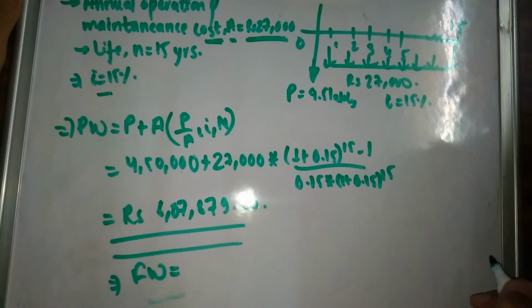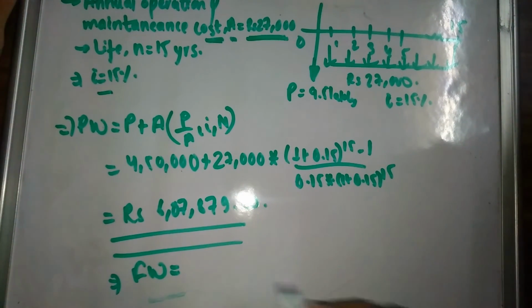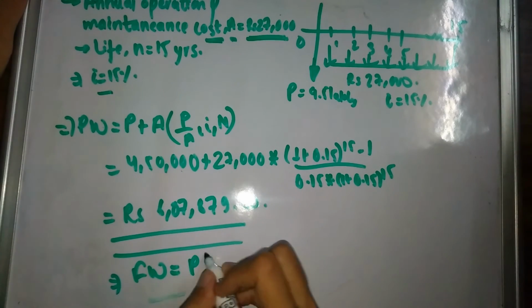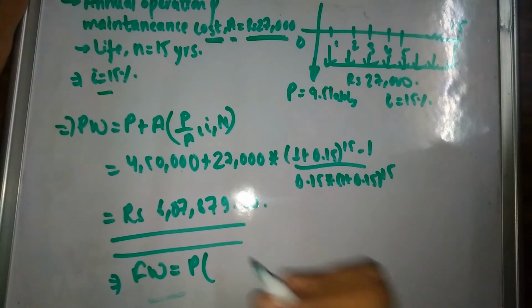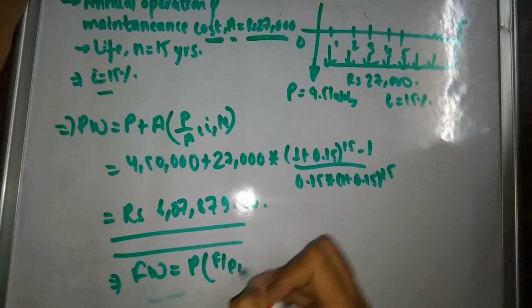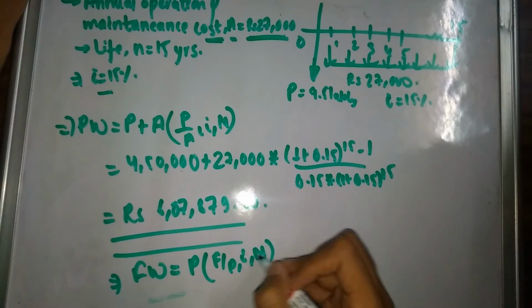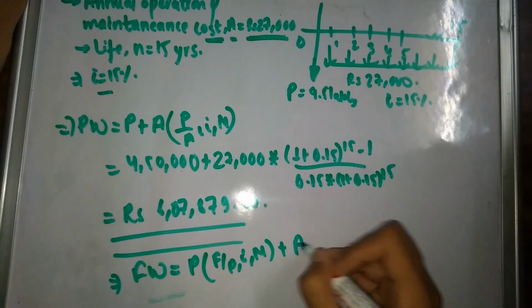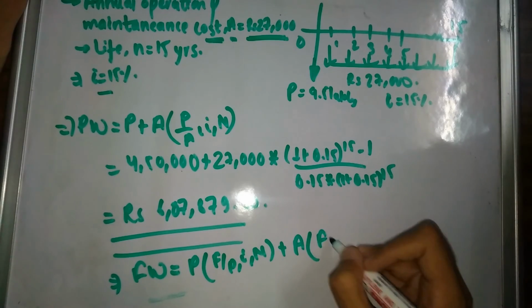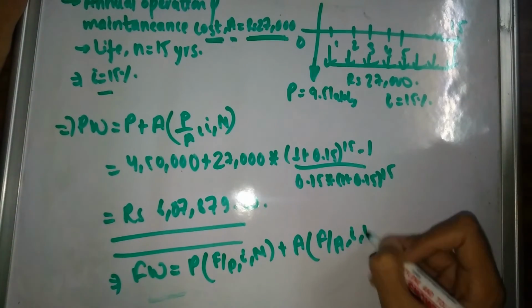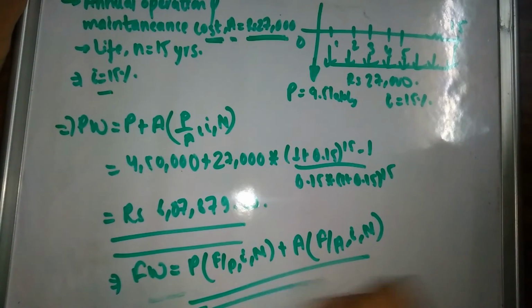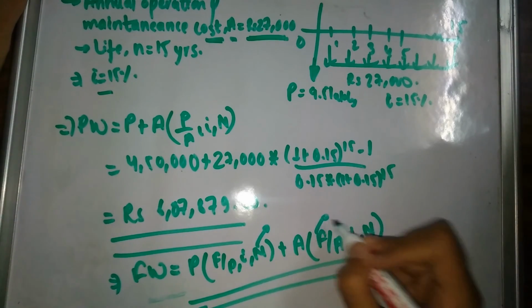My future worth will be equal to P. So I need to convert my P into future: F by P comma I comma n, in that case my n will be 15, plus again A. So I need to find my future worth of A: F by A comma I comma n. So easily you can find this. You can put down the formulas and calculate the values.